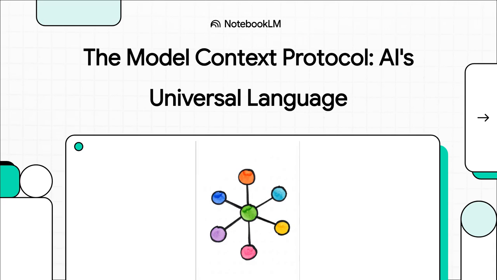All right, let's talk about a piece of technology that is, no joke, completely rewiring the AI world from the inside out. It's called the Model Context Protocol, or MCP for short, and it's really the key to unlocking what AI agents can truly do. So, yeah, let's get right into it.